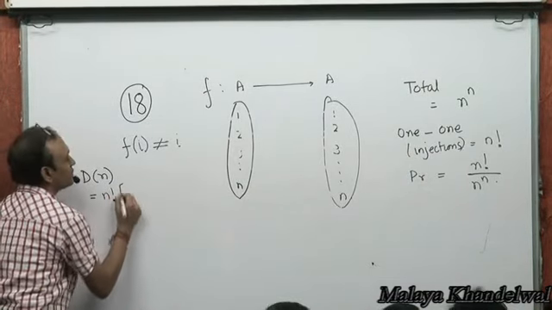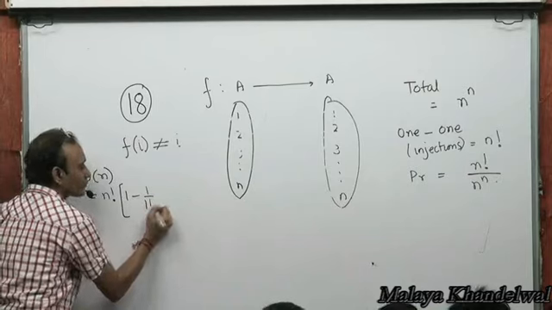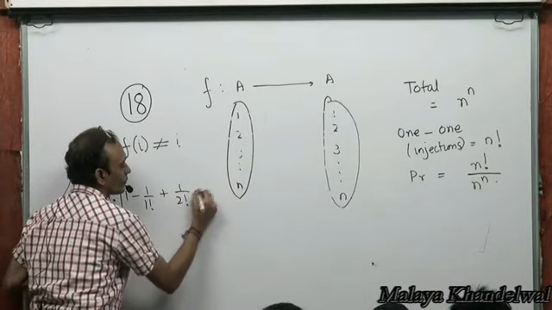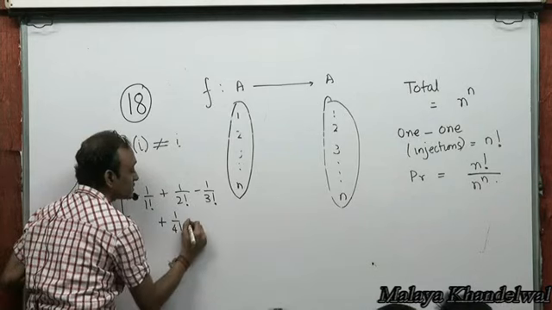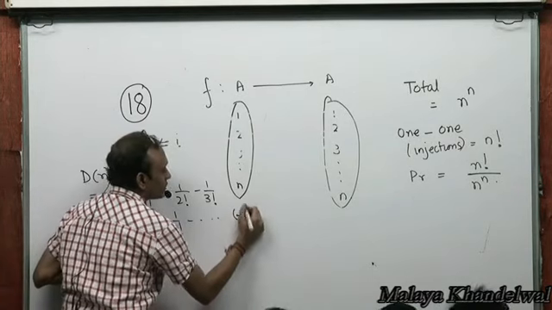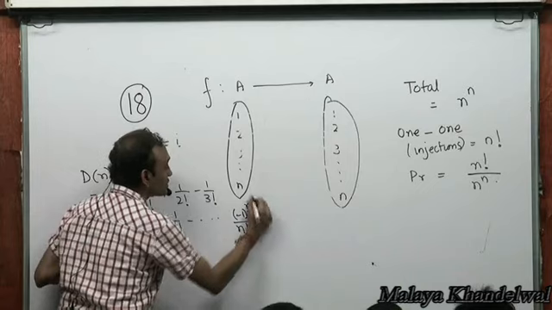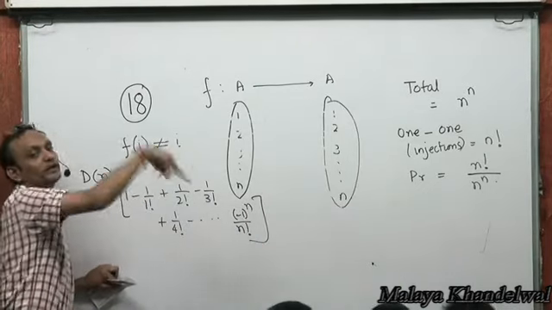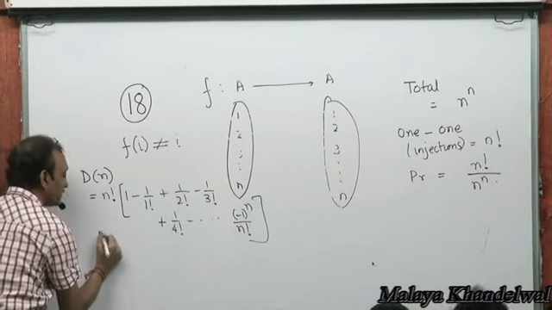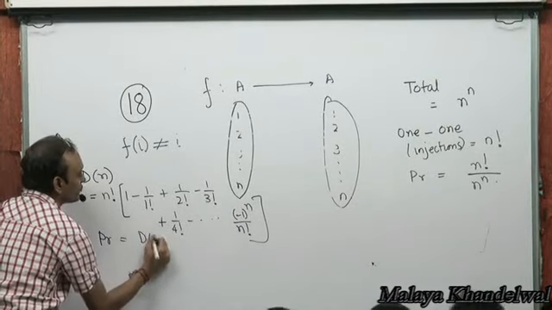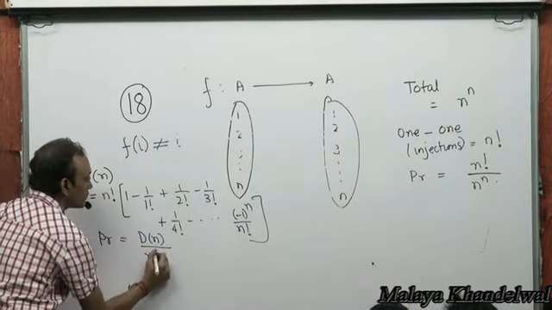In case you have forgotten, that's the derangement. That's a derangement of n things. No thing going into its right spot. So the required probability then would be derangement of n things divided by the total number of maps.